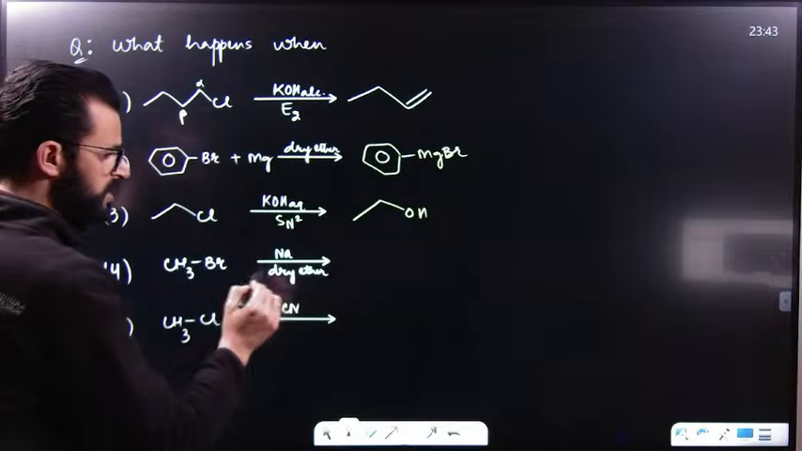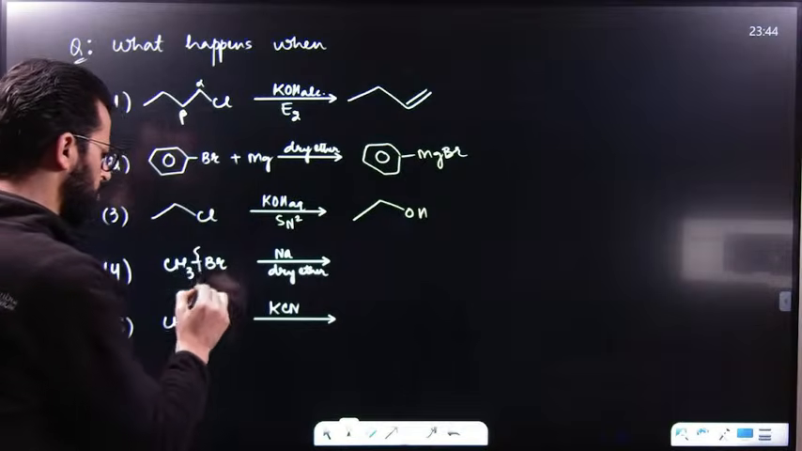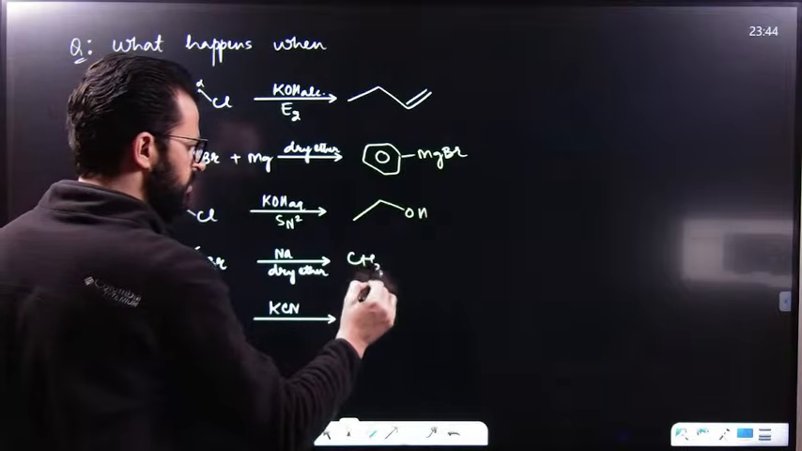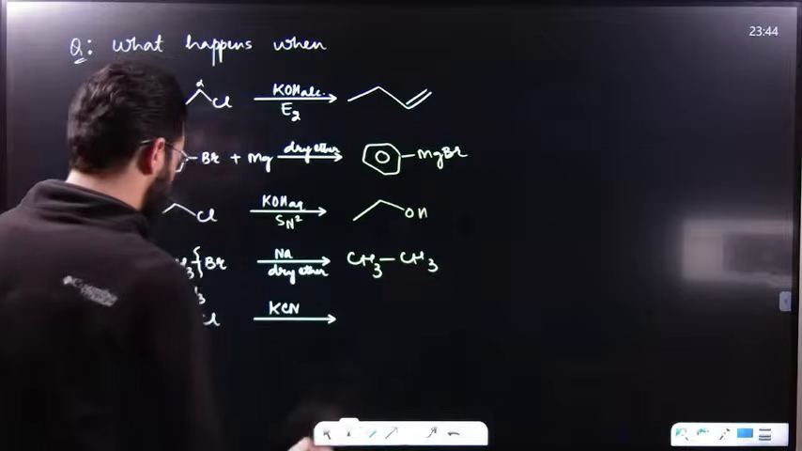Sodium, okay, so this is what we call the Wurtz reaction. So break this, form a radical and combine this with the similar radical. So this is the product of this reaction.